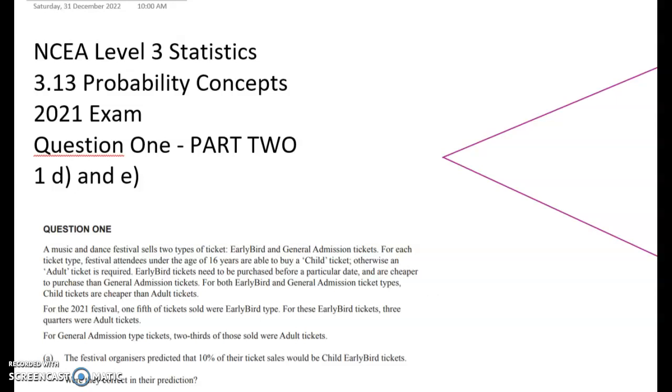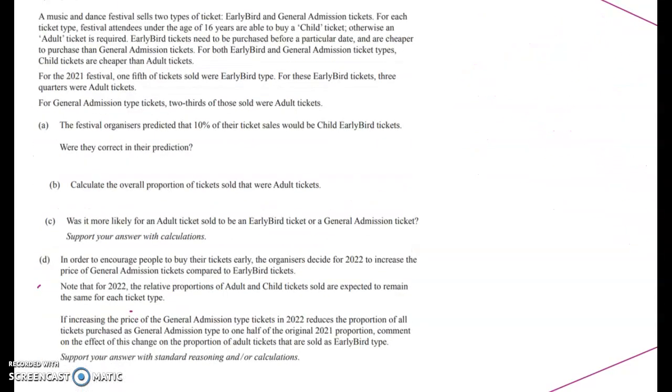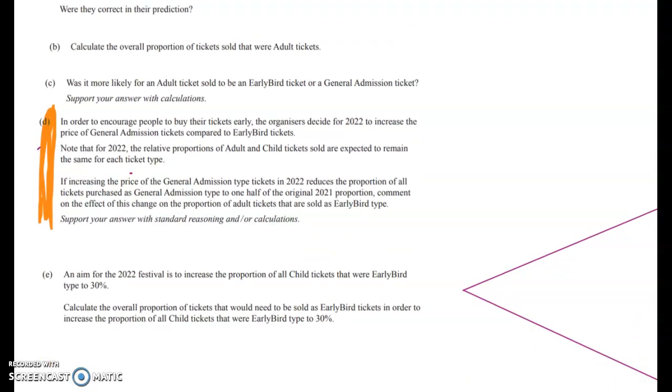This video is going to go through the two excellence parts of question 1 in the 2021 probability concepts exam. So it really makes sense to have just done 1A, B and C before you do this one. Question D, or part D, is not too bad at all. It's just really wordy. So here it is. And then in part E, it's also not too bad. There's just a little bit of algebra.